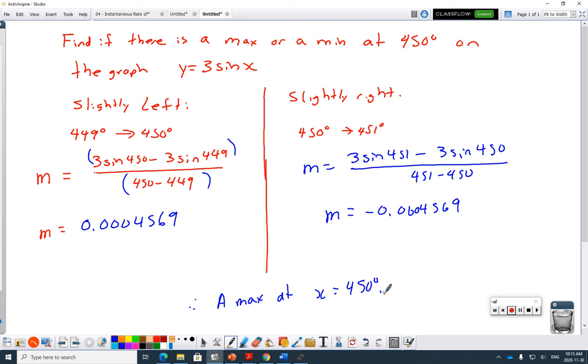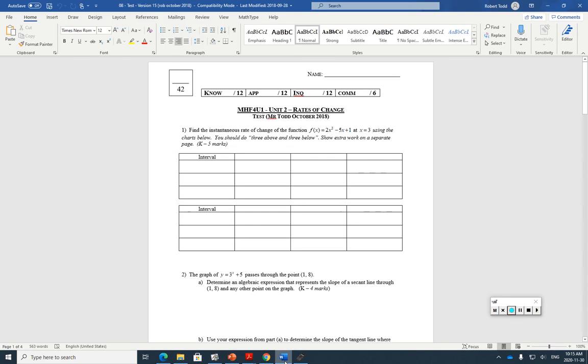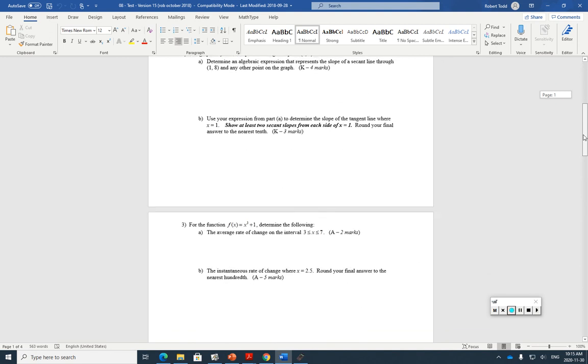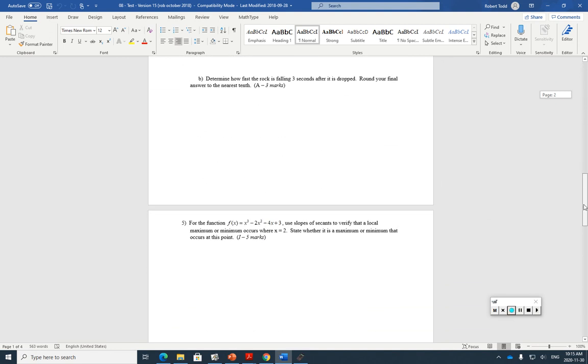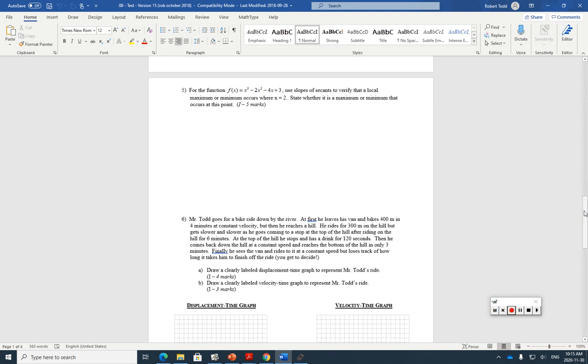And easily predictable. The question on the test says, find if there is a max or min at some x value on the graph y equals some function. You know that question's coming. You can red star that and go, okay, there's 4 or 5 marks in the bank right there. I know exactly what has to happen there. Let's find it on last year's test. There it is. For the function, use slopes of secants to verify a local maximum occurs at x equals 2. It's coming.